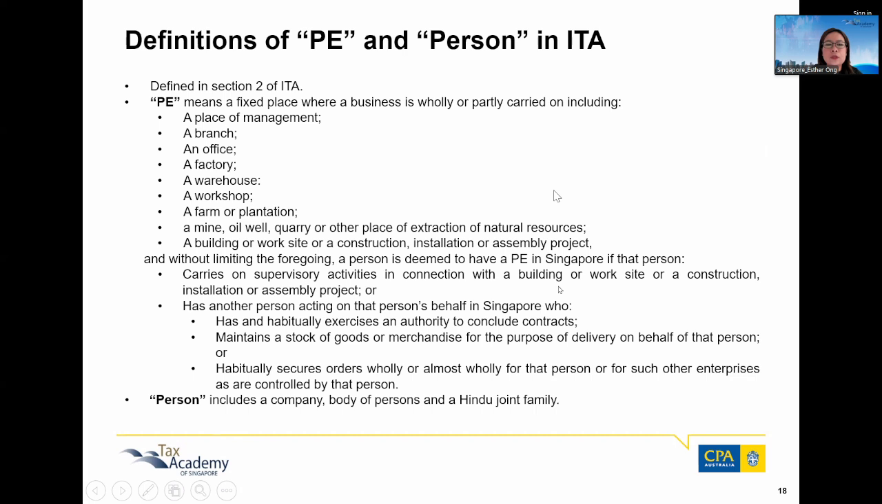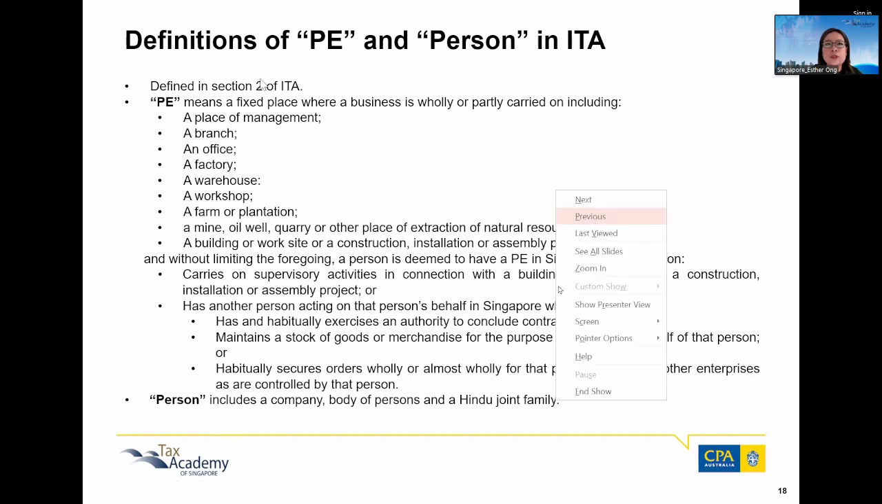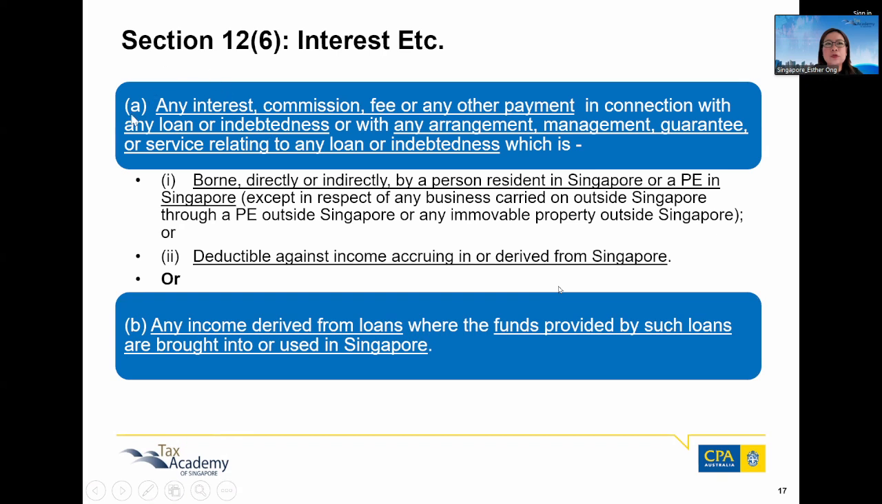Same for the previous provision here. Since it's open book, you can refer to the Income Tax Act. You can also refer to section 12.6A and B for the scope here.